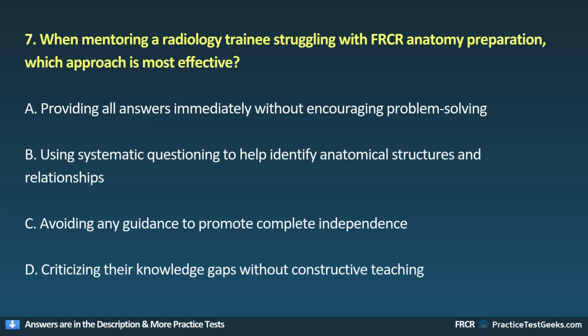7. When mentoring a radiology trainee struggling with FRCR anatomy preparation, which approach is most effective? A. Providing all answers immediately without encouraging problem solving. B. Using systematic questioning to help identify anatomical structures and relationships. C. Avoiding any guidance to promote complete independence. D. Criticizing their knowledge gaps without constructive teaching.